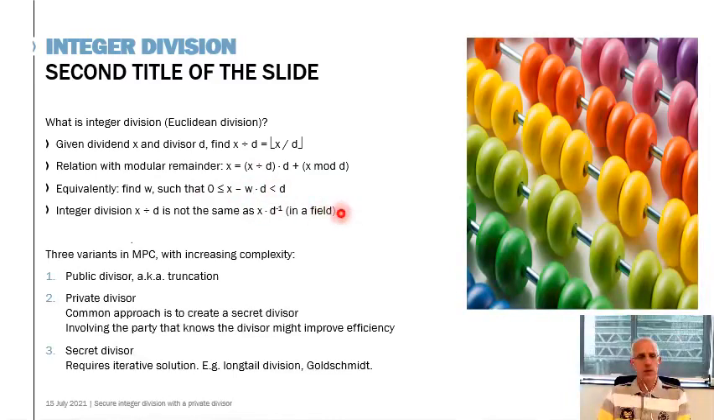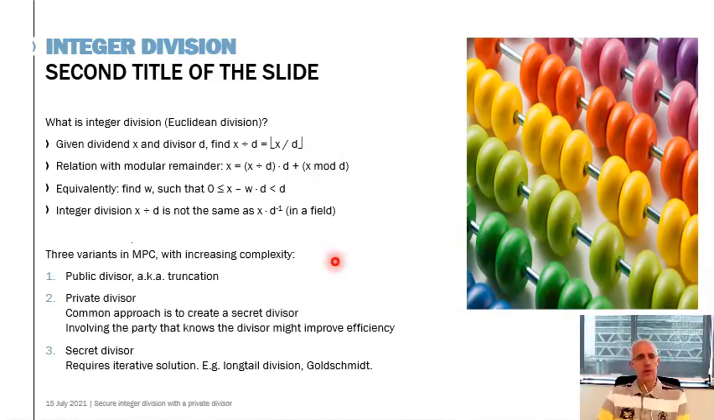One remark is that integer division is not the same as multiplication with a multiplicative inverse in a field, because you have to do some rounding with integers and it will not yield the same value.